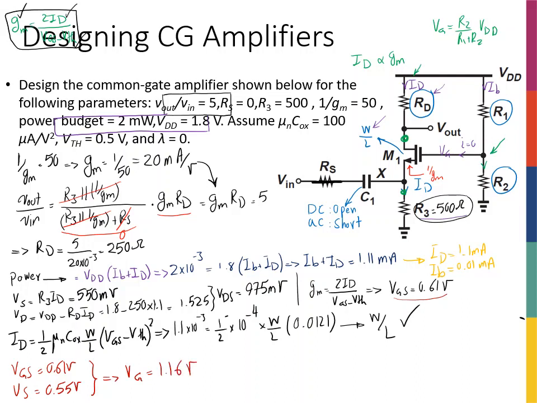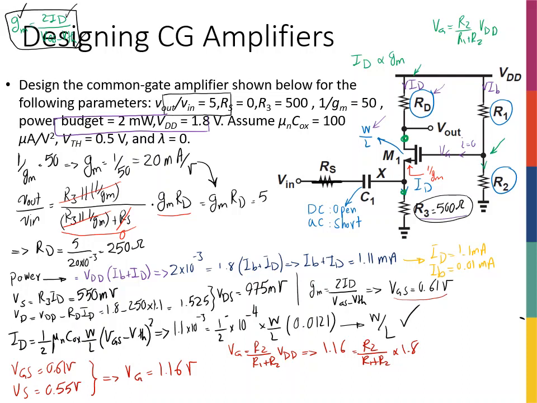Therefore, I can say that Vg is equal to 1.16 volts. Now, I know that Vg is equal to R2 over R1 plus R2 times VDD. So I can say that 1.16 is equal to R2 over R1 plus R2 times 1.8.